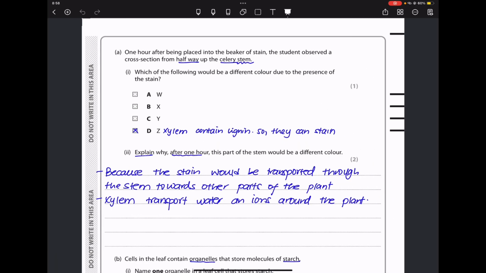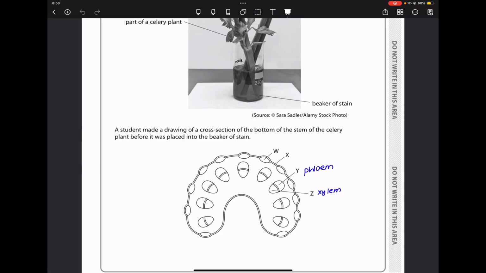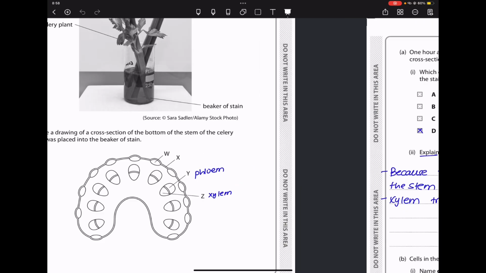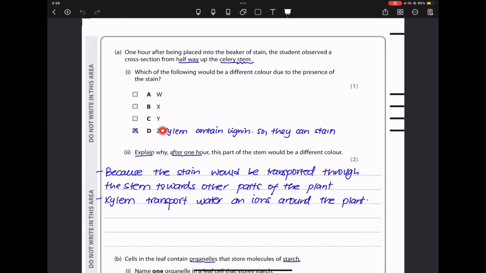Then they say 1 hour after being placed into the beaker of stain, the student observed a cross-section from halfway up the celery stem. Which of the following would be a different color due to the presence of the stain? So this is going to be the xylem because they have lignin, and presence of lignin is going to allow for staining to be seen clearly. So I chose Z as my answer, which is corresponding to D.